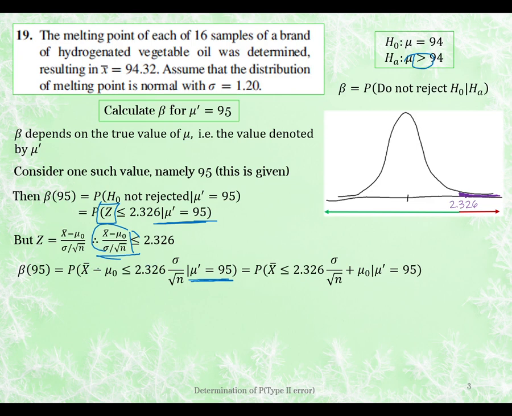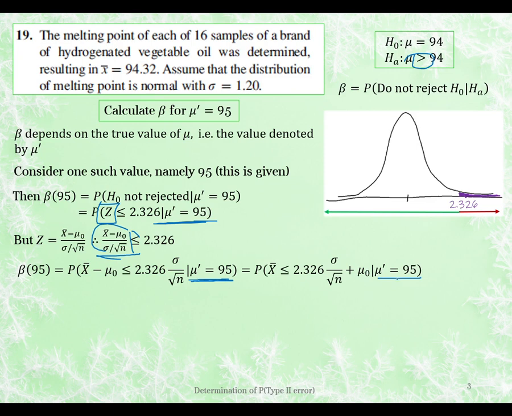We have literally just moved everything over to the other side. So we first multiplied both sides of this inequality with sigma over root n. So that's what happened in this first step. And then we just added mu naught to both sides. And that means that we end up with x bar on the one side and then this value on the other side. And we're still reminding ourselves that mu prime is now 95.